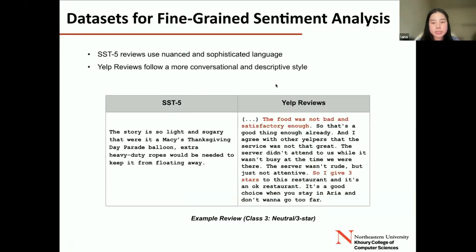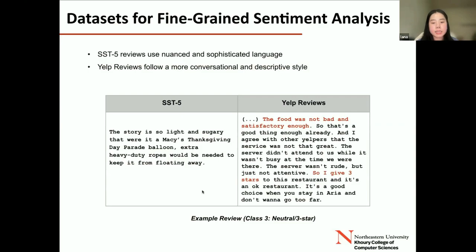And to understand more about the datasets, I have an example here. The Stanford Sentiment Treebank consists of movie reviews from Rotten Tomatoes, and they break them down into sentences. So they contain very nuanced, sophisticated language. Meanwhile, the Yelp reviews are longer, and they tend to follow a more conversational style with explicit sentiment cues, making classification a lot easier.